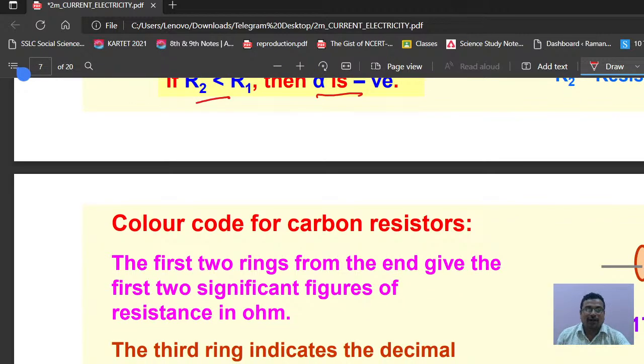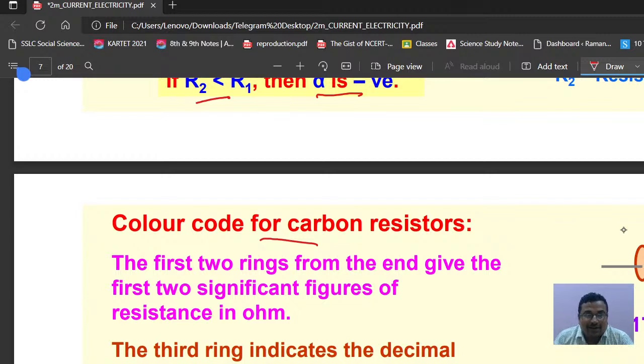Now come to the point of color code for resistance. So students, resistance is a fixed value. There are some colors on the resistor that show the value of the resistance. It is a fixed value, but one resistor is variable, that is the rheostat.